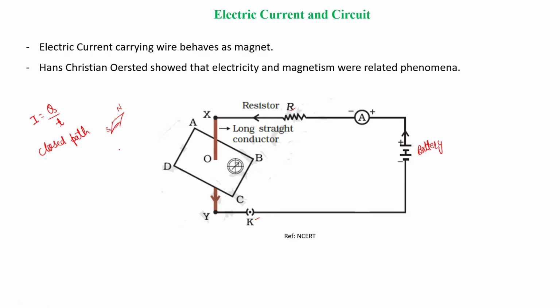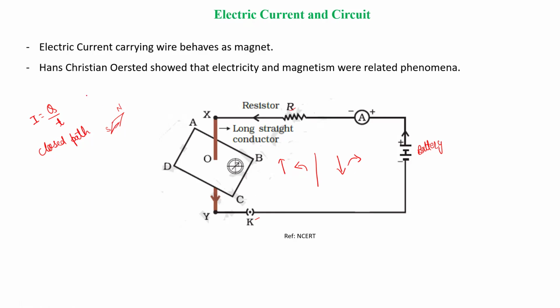If you change the direction of the current, suppose now the deflection is to the right side, then the deflection will be to the left side. So if the direction of the current changes, the direction of the deflection also changes. If current flows in the upward direction, the deflection is towards the left side; if current flows in the downward direction, the deflection of the magnetic needle is to the right side.